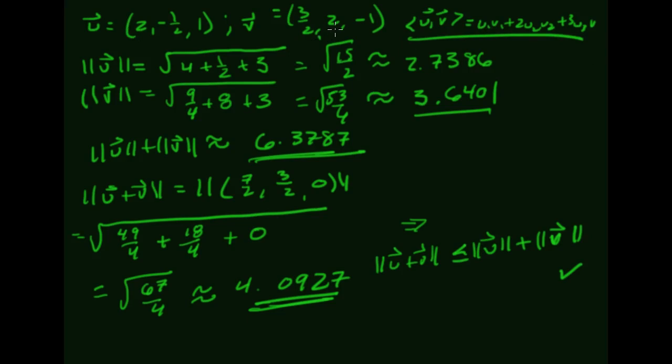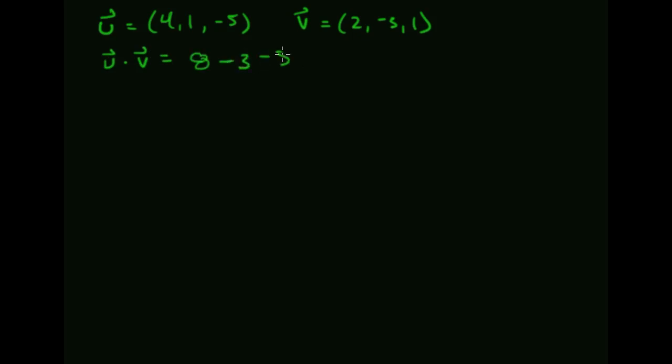All right, so let's look at problem number 4. Number 4 gives me u is 4, 1, negative 5. v is 2, negative 3, 1. We want to show the Pythagorean theorem with a typical dot product here. So u dot v is going to be 8 minus 3 minus 5, which is 0. So we've shown that u is orthogonal to v. So that's good.